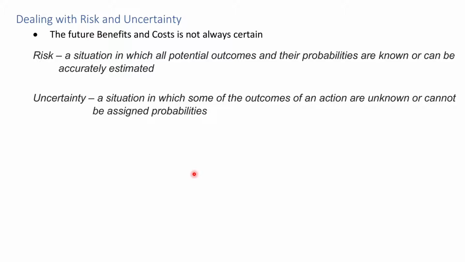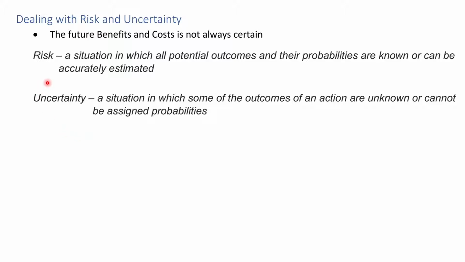Now, that is very simple once we have the estimates and the numbers. However, in reality, the future is largely uncertain. We don't know exactly what is going to happen. For us, we need to make a distinction between risk and uncertainty.